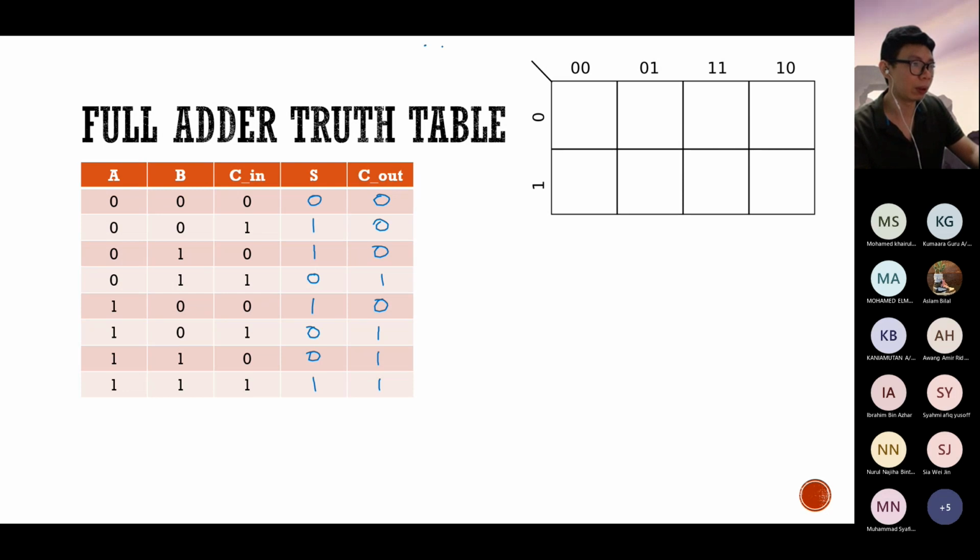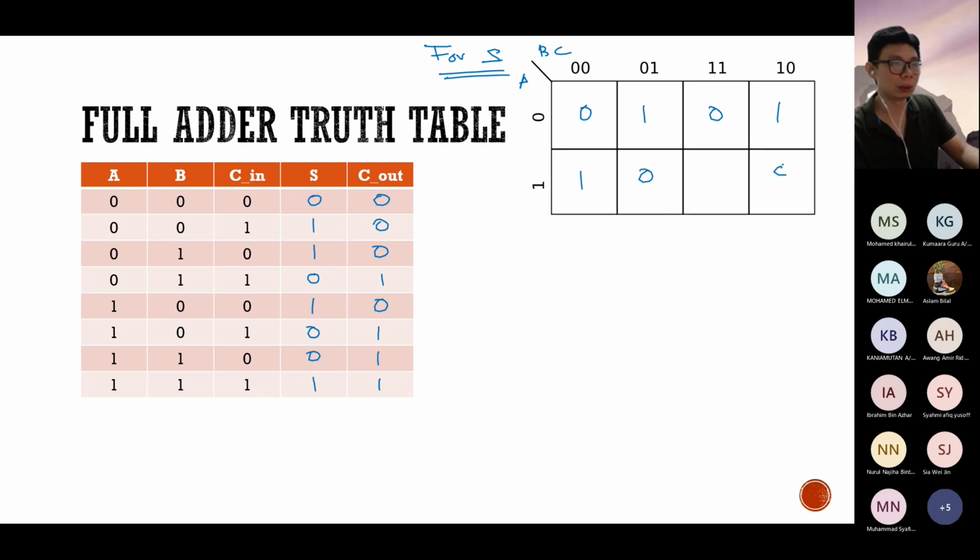So let's just do this for S. We have A over here, and let's just do B and C. I'm just going to write C again, short for C in. It's the same thing. Right, A, B, and C. Let's fill in the map: 0, 1, 1, 0, and then 1, 0, 0, 1. Okay, looks easy. Now let's get the equation for S.